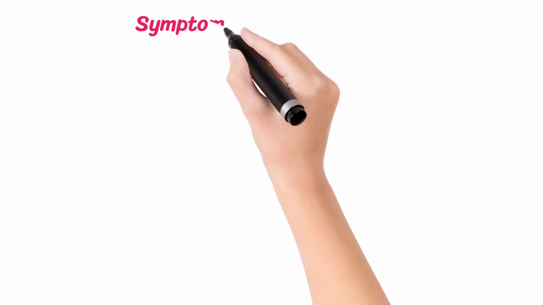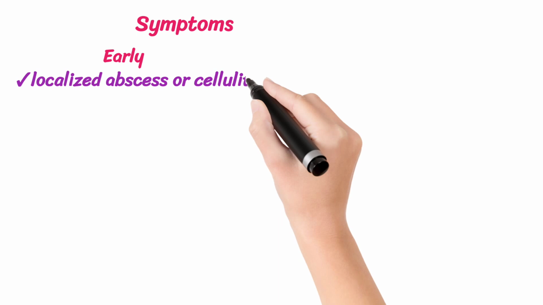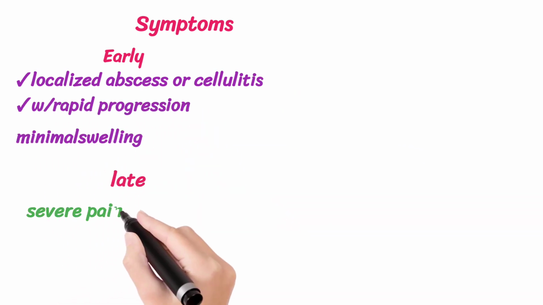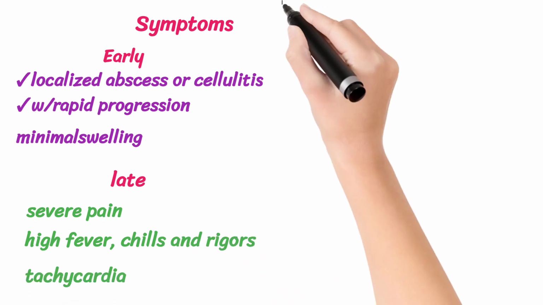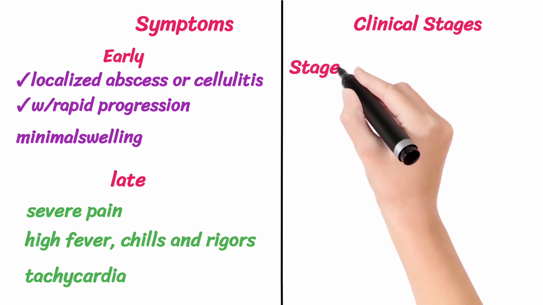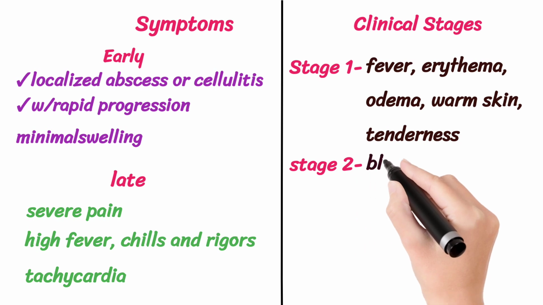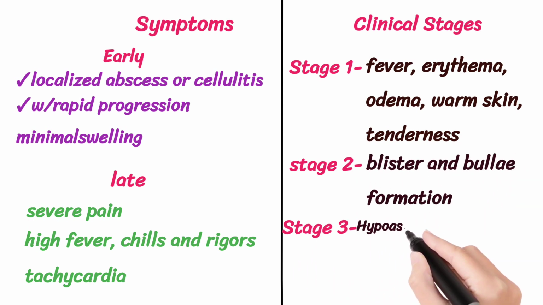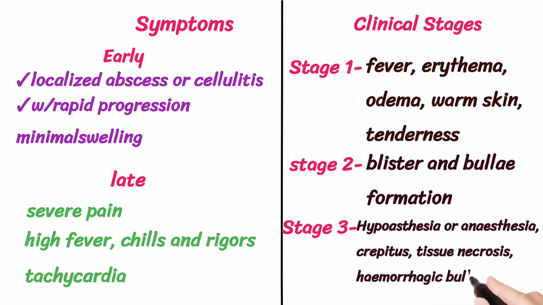So the symptoms, you have early and late. Early, you have localized abscess and cellulitis with rapid progression and minimal swelling. Late, you have severe pain, high fever, chills, rigor, and tachycardia. So the clinical diagnosis is made. You have 3 stages. Stage 1, you have fever, erythema, edema, warm skin, tender. Stage 2, you have blister and bullae formation. Stage 3, you have hyperesthesia and anesthesia, crepitus, tissue necrosis, and hemorrhagic bullae.